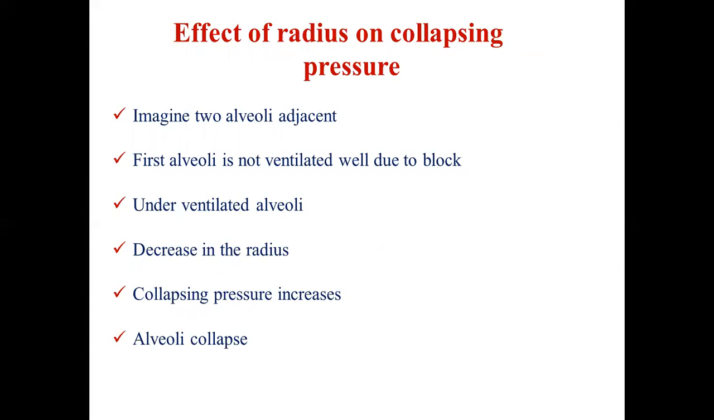There are 300 million alveoli, and they are of unequal sizes. Now, imagine two alveoli which are adjacent to each other. The first alveolus is not ventilated well because there is a block. This underventilated alveolus will keep decreasing in radius because it is not ventilated, so the radius does not recover and it goes on decreasing.